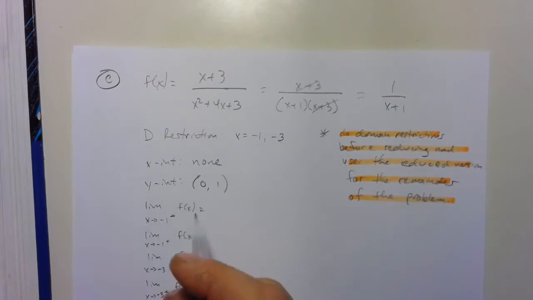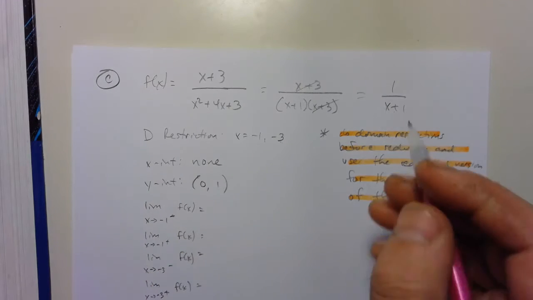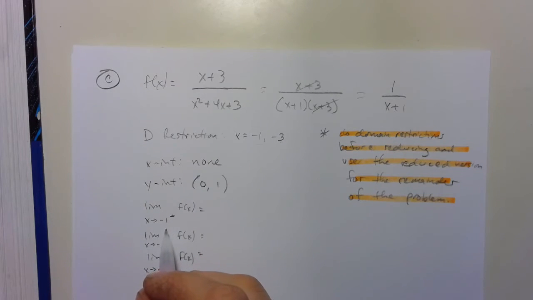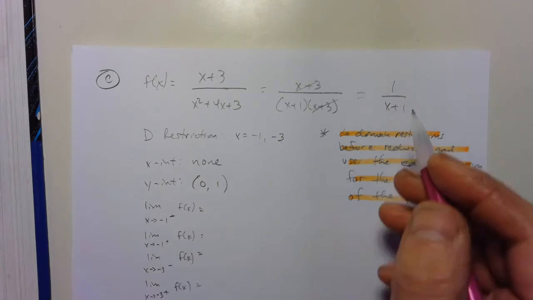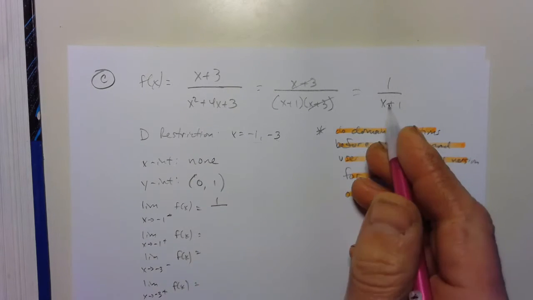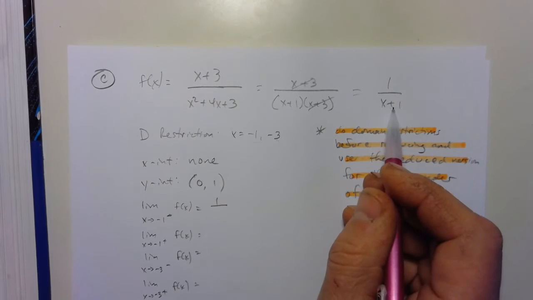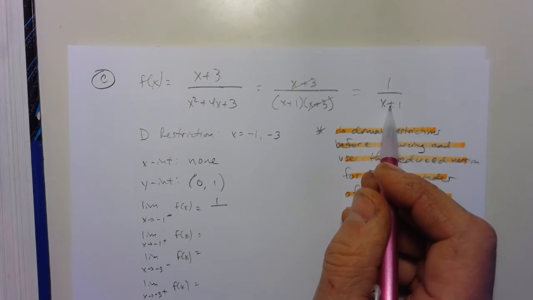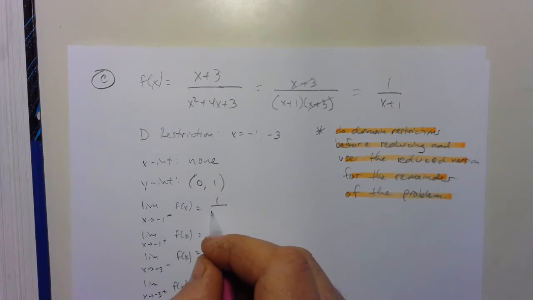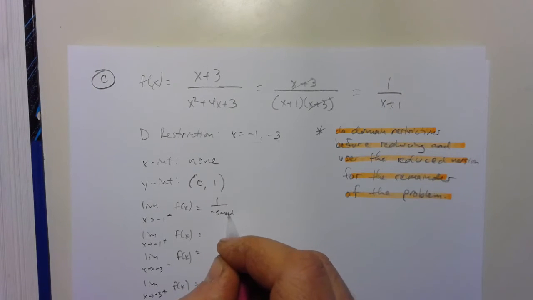Like I said, we plug in -1 from the left. That would be like -1.1, -1.01, -1.001. The top is always 1 because it's just a number. The denominator is getting closer and closer to 0, but it's a negative number, closer and closer to 0.